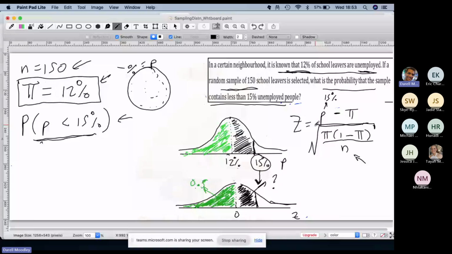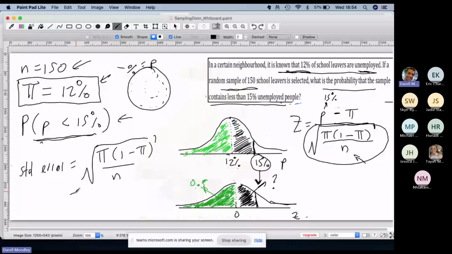Everything that's in the denominator is known as your standard error. Just worth knowing what that term is. So your standard error is the denominator, that square root of pi times 1 minus pi, all over n, everything under the square root. If you work it out by putting all these values in, you'll get a value of 0.027. So that's just the denominator.